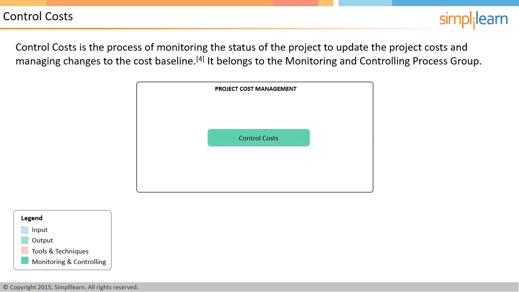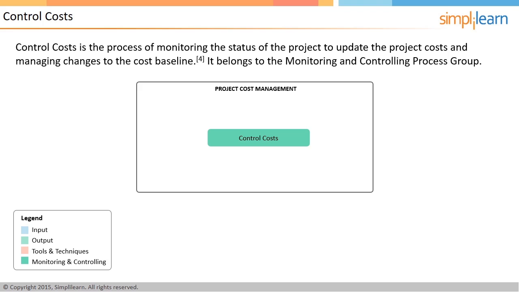Control costs is the process of monitoring the status of the project to update the project budget and managing changes to the cost baseline. Updating the budget involves recording actual costs spent until date. Any increase to the authorized budget can only be approved through the Perform Integrated Change Control process. Some of the typical activities that happen as part of the control cost process are ensuring that cost expenditure does not exceed the authorized funding, monitoring the cost performance to understand variance, and monitoring the work performance against the funds expended.